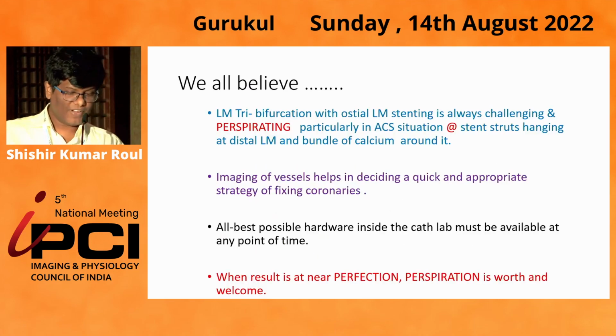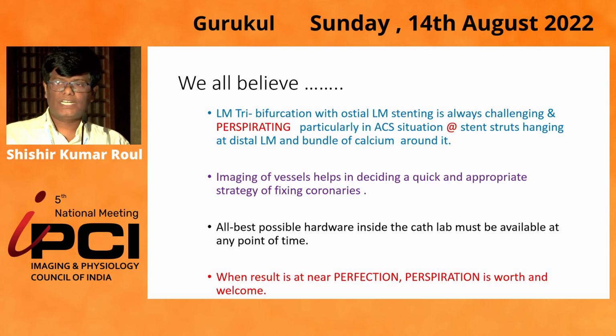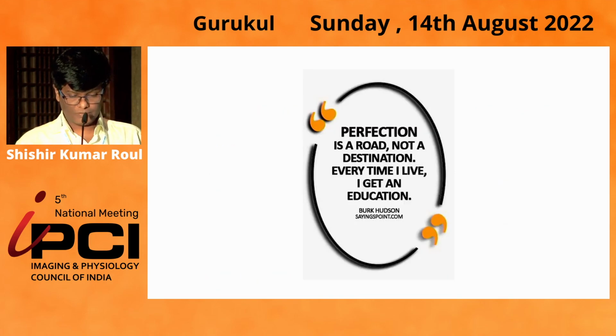So my final message is, left main trifurcation at the ostium of the left main is always challenging and perspiring, particularly in the ACS situation, and more importantly, when there is a struggle around either of the vessels. Imaging the vessels, deciding, and all the best possible hardware should be available in the cath lab. Any result near perfection, the perspiration is worth and welcome. So perfection is a reward, not a destination.